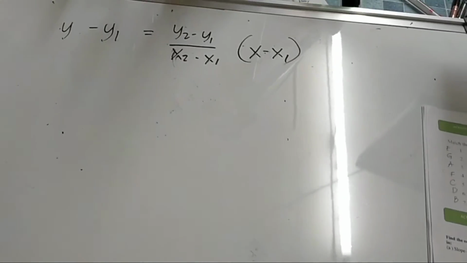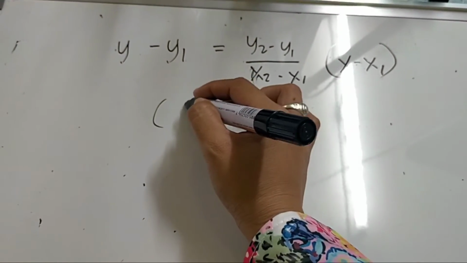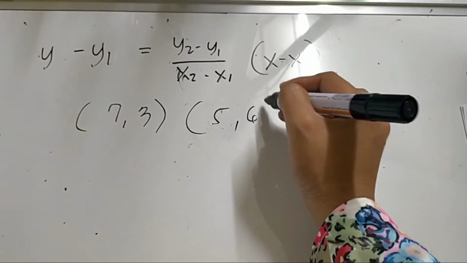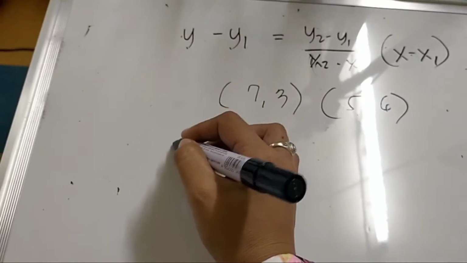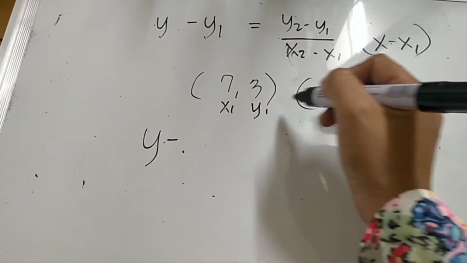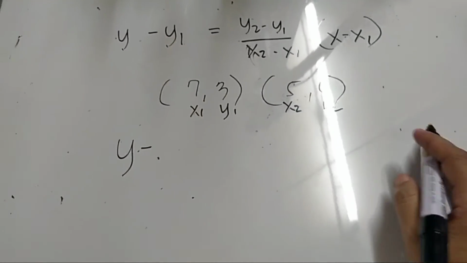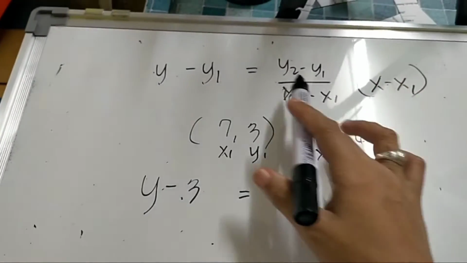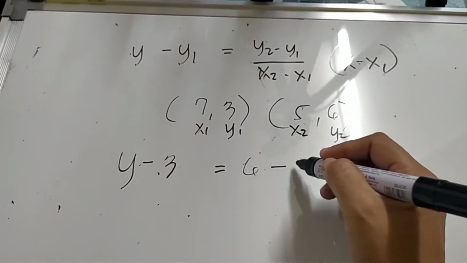Using this formula, let's say we have a given 7 and 3, and 5 and 6. Let's say that will be our given. Using this formula, we have y minus y sub 1. We label it so you won't get confused, but if you are already familiar, no need to label, class. So our y sub 1 is 3. This equals our y sub 2 using this formula. Y sub 2 is 6 minus our y sub 1, which is 3.